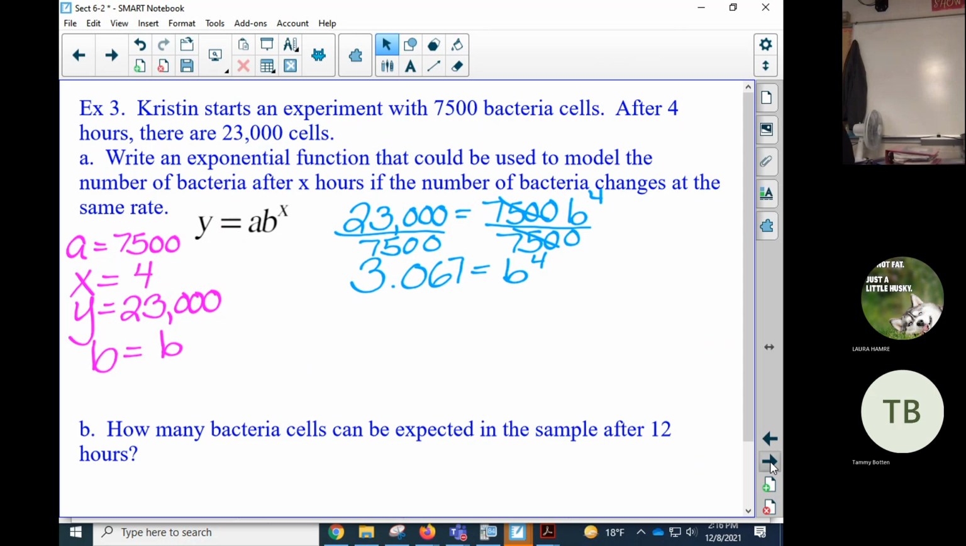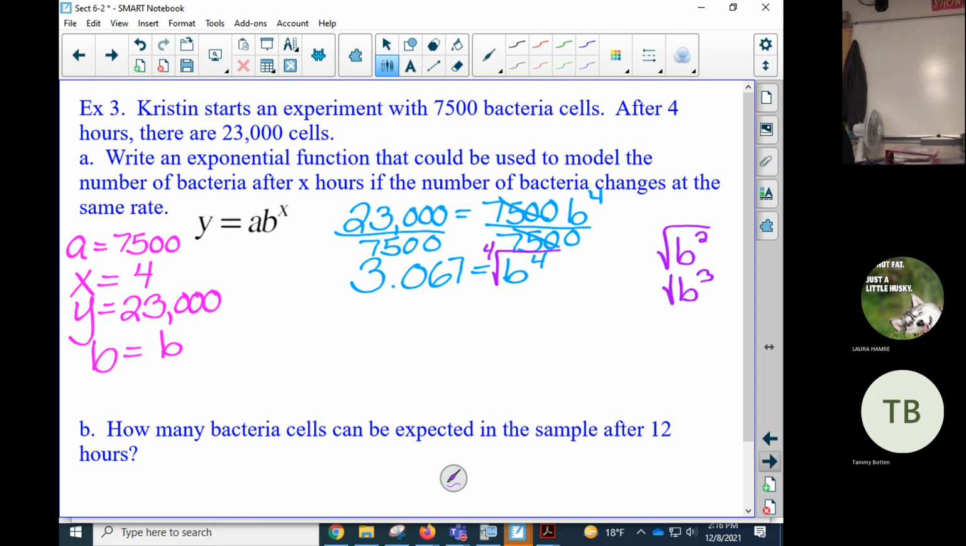Now, you guys, I don't think have done this before. Have you guys taken like a 4th root of something or a 7th root? Have you done that at all? Yes. Okay. Perfect. So if this is b to the 4th, how you undo b to the 4th is you take the 4th root. Did you guys know how you undo b squared is taking the square root? And if you have b to the 3rd, you take the cubed root. So if this is the 4th power, we take the 4th root of each side.